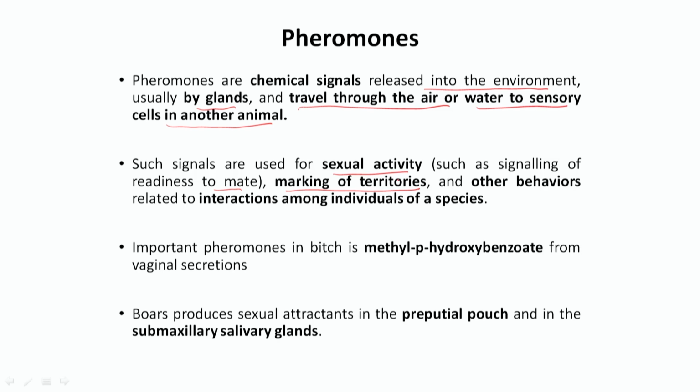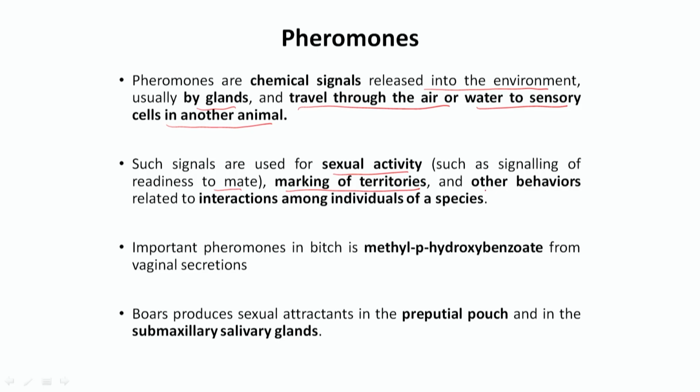Marking of territory means a dog urinates at some place to mark their territory, signaling that this is their area, and there are other behaviors related to interactions among individuals of a species. So pheromones have a very important role in signaling. An important pheromone is methyl para-hydroxybenzoate, released from vaginal secretions during proestrus, the time of sexual receptivity, and when the male dog perceives it, he goes for mating.